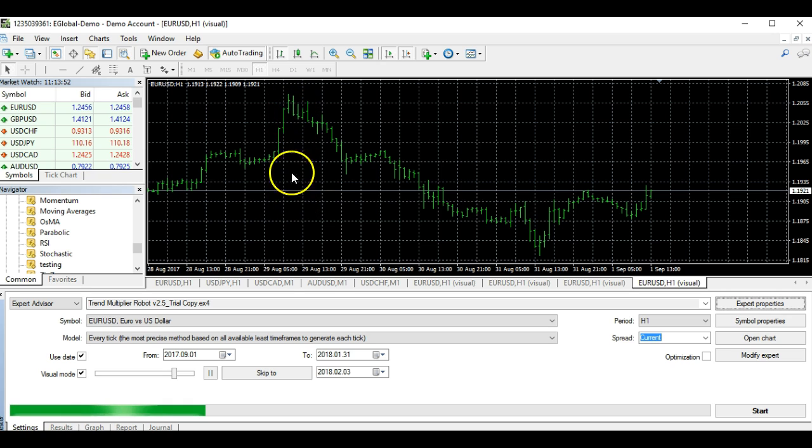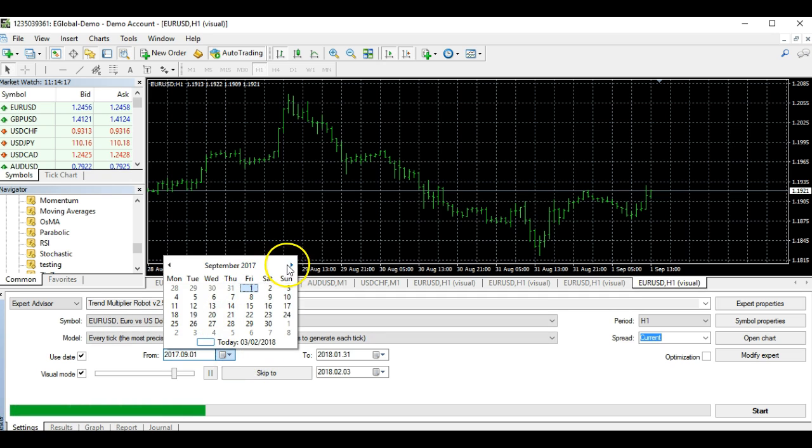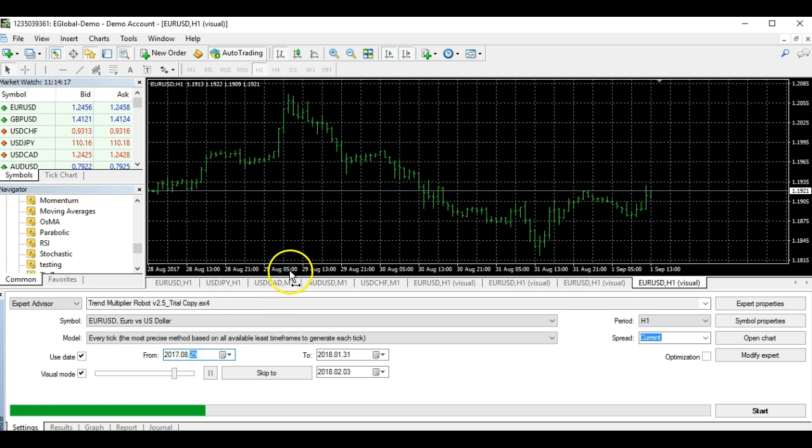Then you can check this here. Let's say this is a big dip, a big drop, very deep. You can select that particular date to see whether your settings can survive this drop. So I will choose August 29, start at 29 here, start dropping, and then go to the recent date.